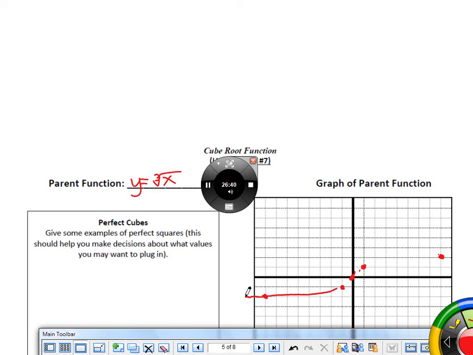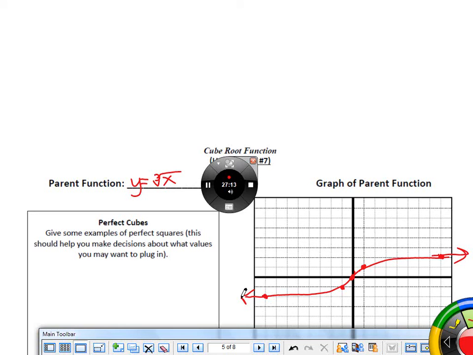Now, a mistake that students often make is they mess up the cube root and the cubic, okay? So what you have to keep in mind is when you're cubing things, they're growing really fast. So it's shooting up and it's shooting down. When you're cube rooting things, you are diminishing their value a lot. So they don't really shoot anywhere. They just grow very, very slowly, okay?